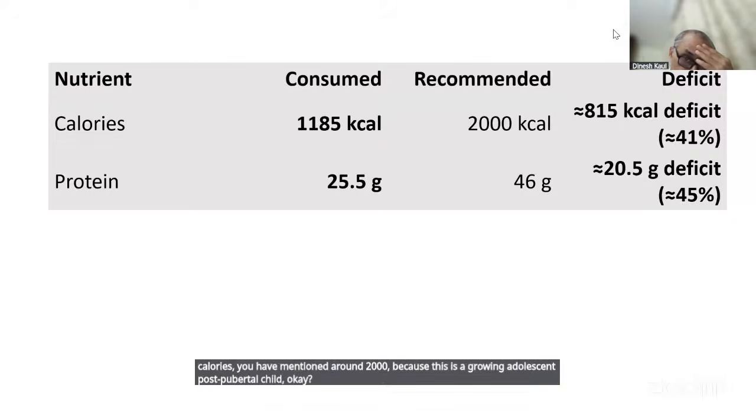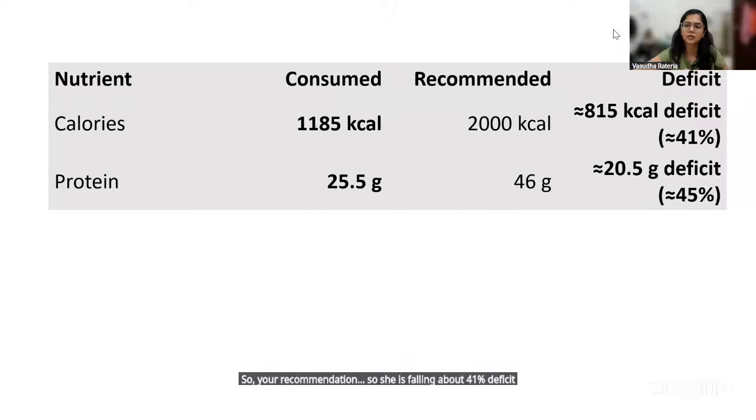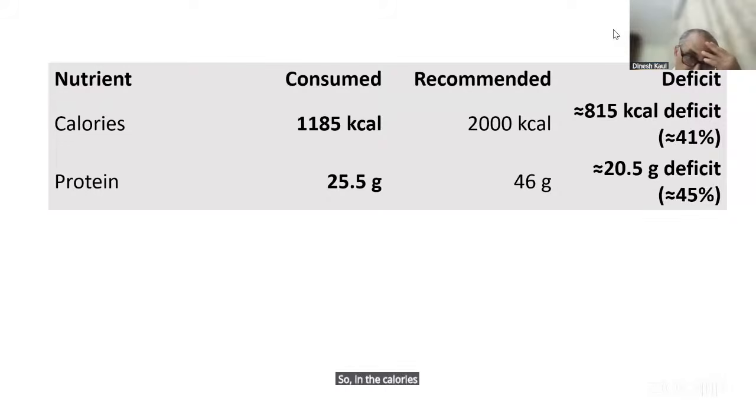So she is falling about 41% deficit, both in the calories as well as in the proteins. And what should be her expected weight at 14 years?